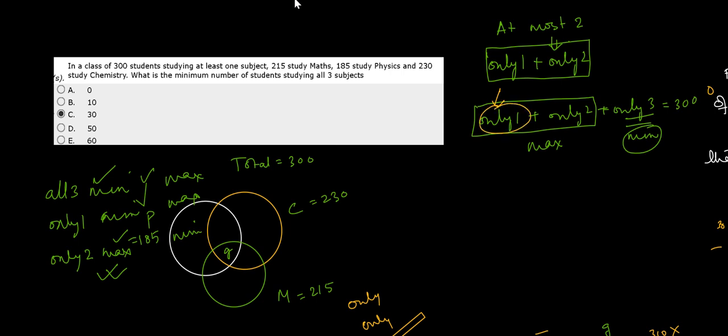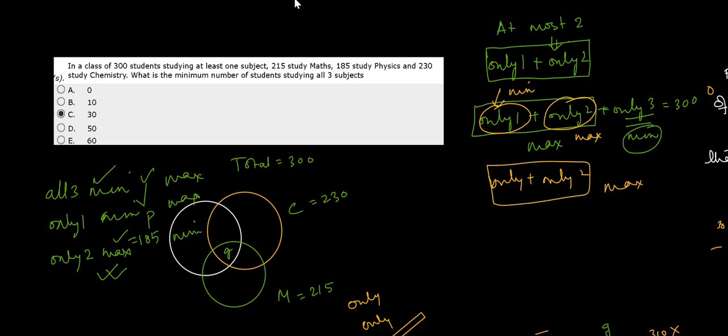Will it also be minimum? Minimum. What would only 2 be? Maximum. This is the trickiest part in this concept. You see, only 1 plus only 2 will be maximum when only 1 is minimum and only 2 is maximum.